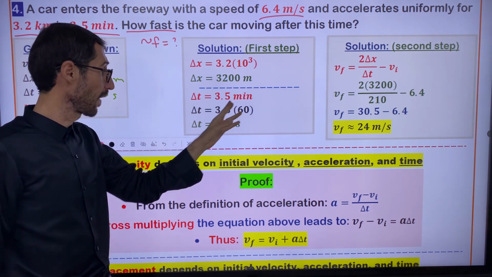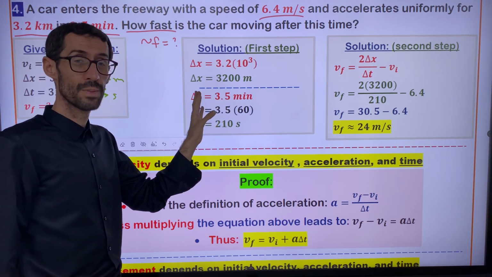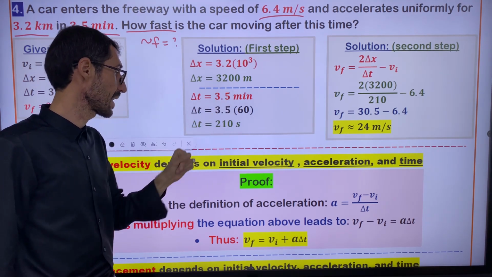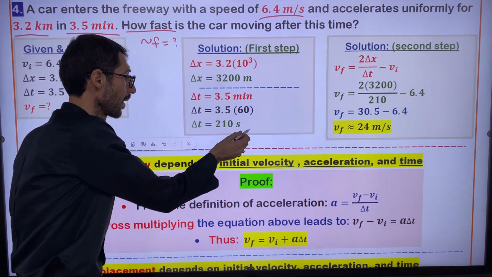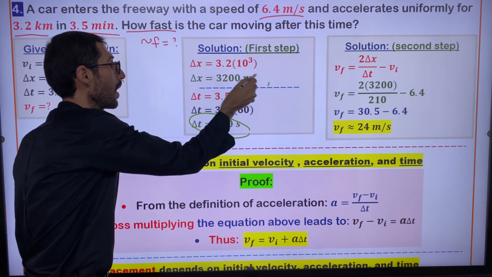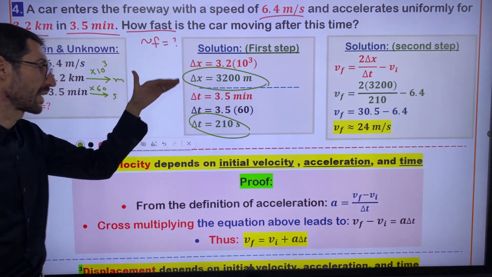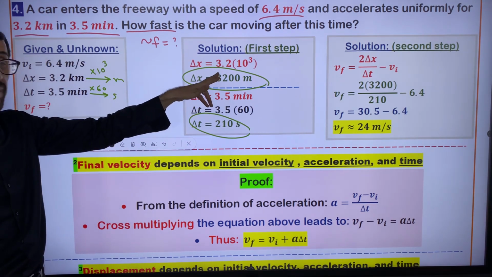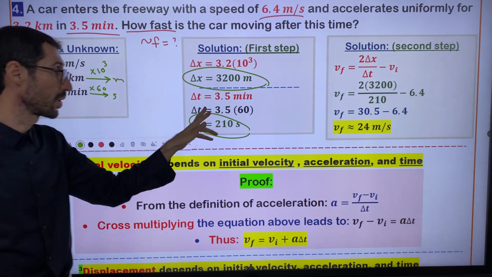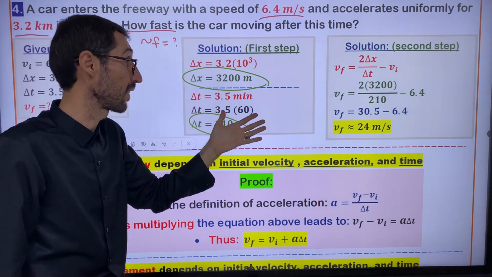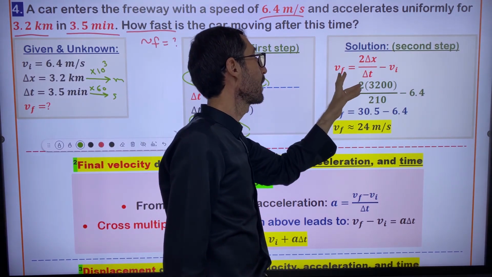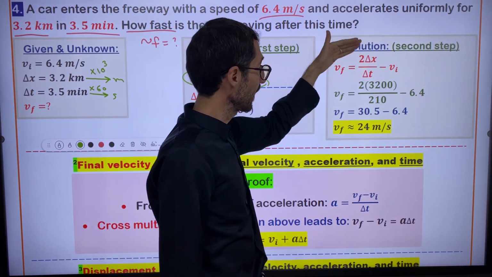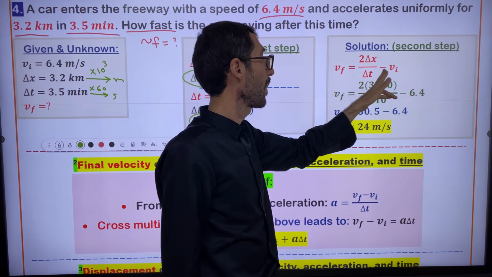Delta t is 3.5 minutes. Whenever you multiply it by 60, the answer will be 210 seconds. So our new displacement and time interval are 3,200 meters and 210 seconds respectively. V final is equal to delta x over delta t minus Vi.